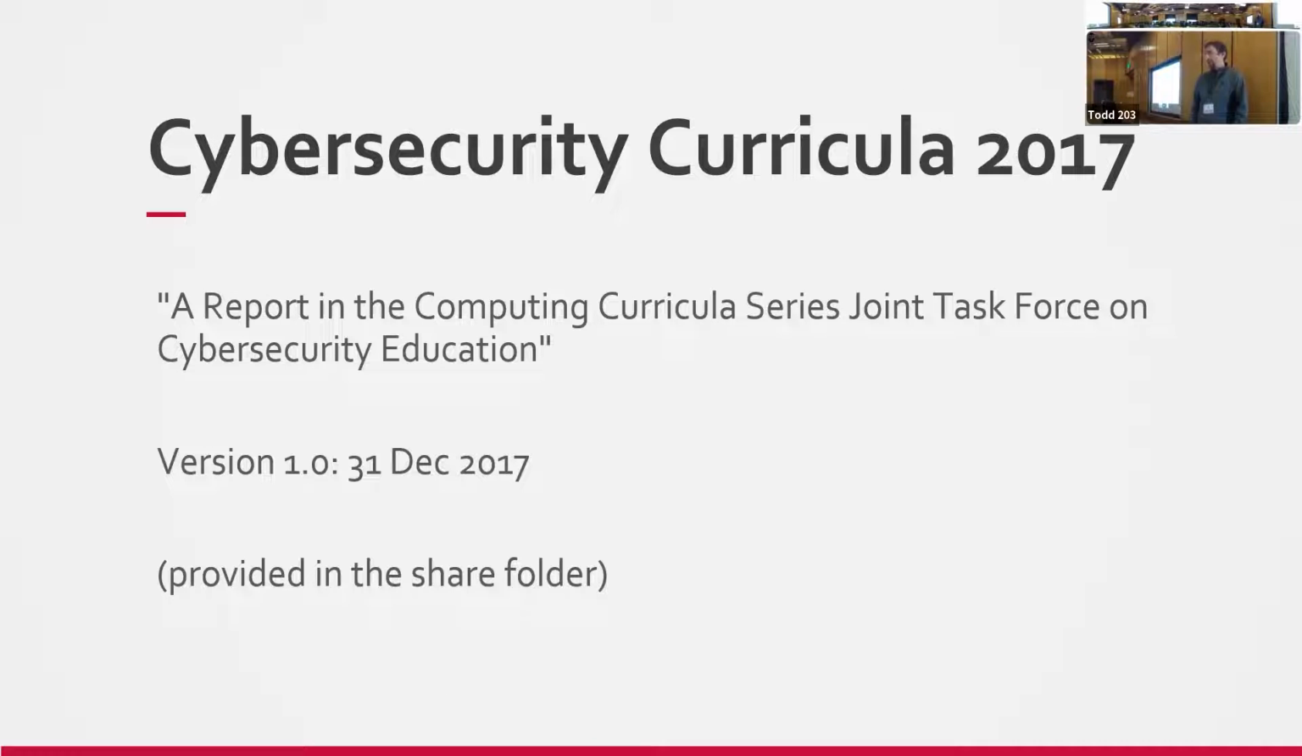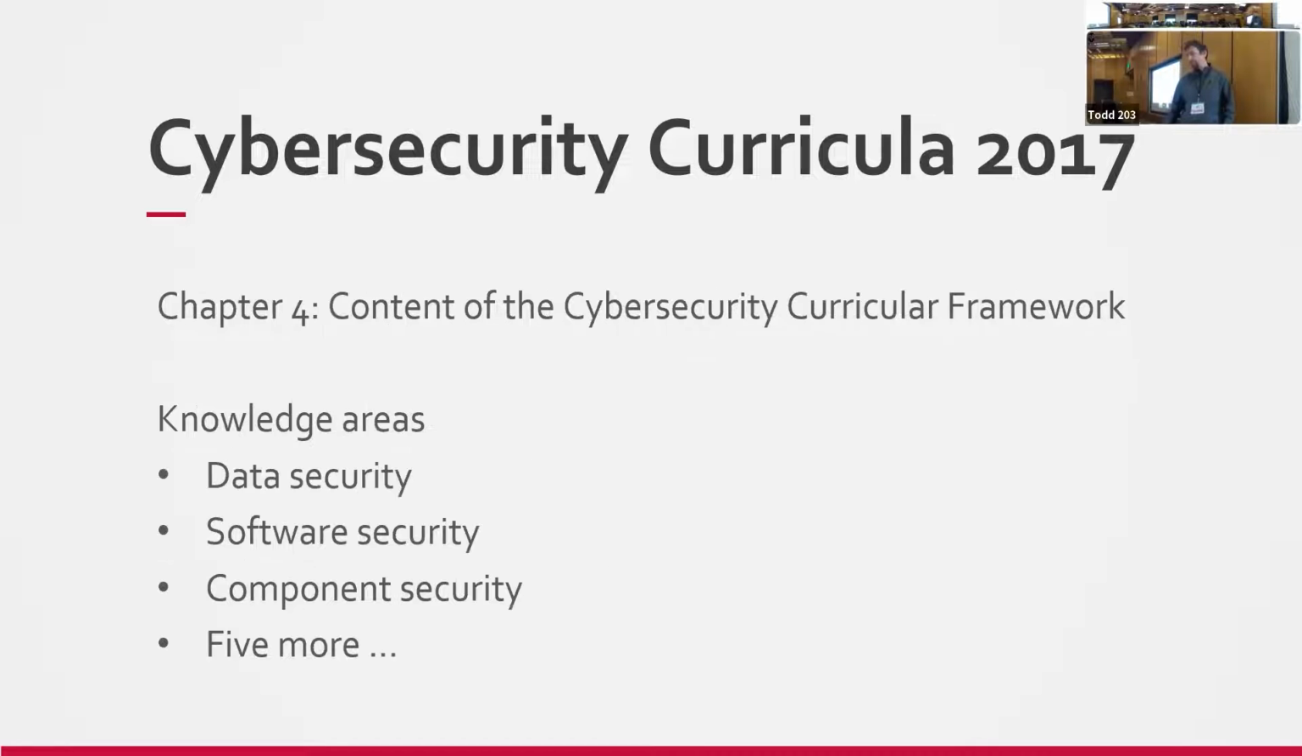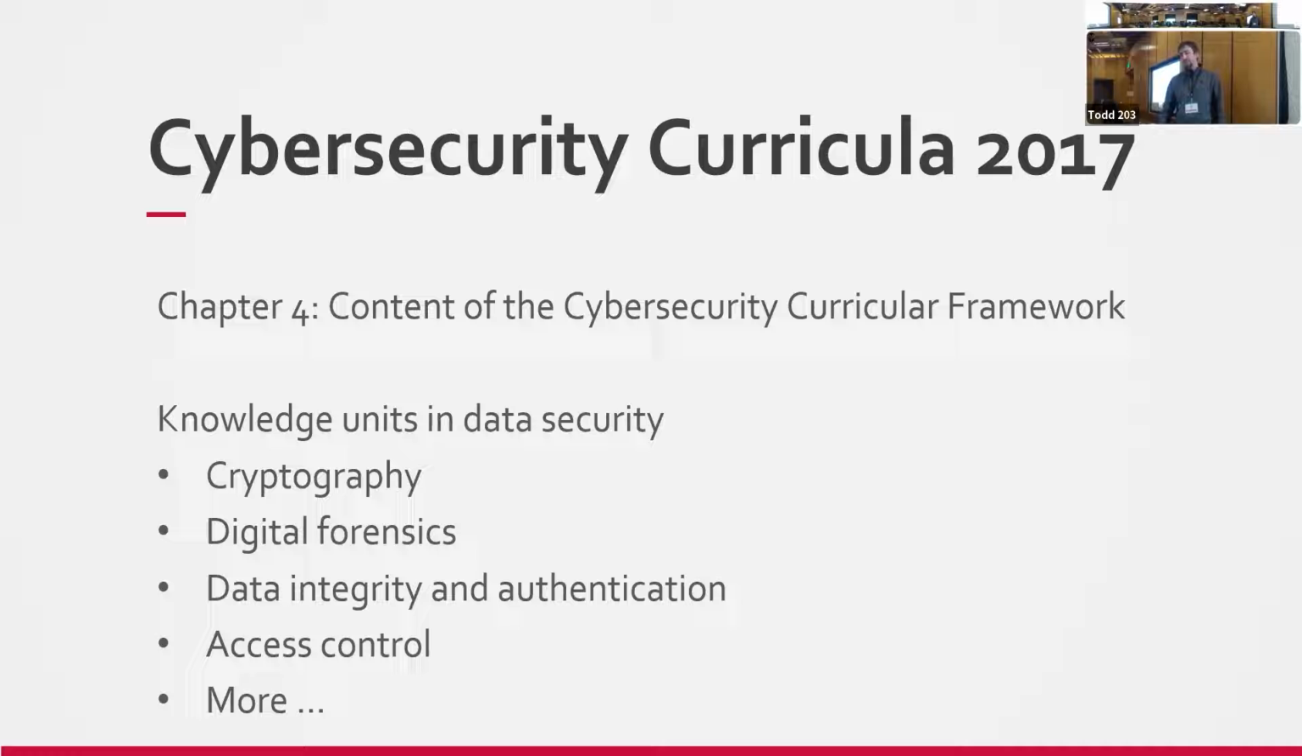Next, I'll talk about the Cybersecurity Curriculum 2017, which was put out by that group. This is people from ACM, IEEE, and some others. This is provided in the share folder if you want to look at it. The main part of it I want to talk about is Chapter 4, which is the content of the Cybersecurity Curriculum Framework. This lays out the types of knowledge that they think are important. They break it down into knowledge areas such as data security, software security, component security, and 5 others. Each of these areas is broken down into units.